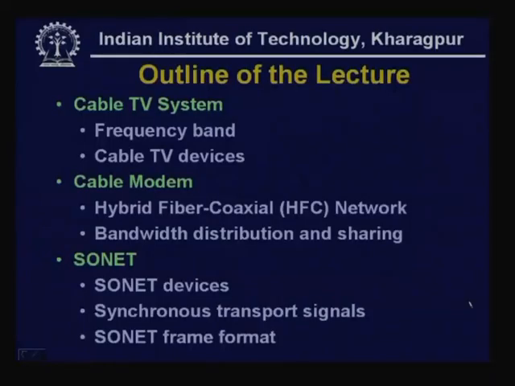So, here is the outline of today's lecture. First, we shall consider the standard cable TV system, the frequency bands used in it, and various devices used in cable TV system. Then we shall discuss the extension of cable TV system into a new network known as hybrid fiber coaxial network, or in short HFC network. We shall discuss how the bandwidth is distributed and how the bandwidth is shared between upstream and downstream data, so that you can have internet service.